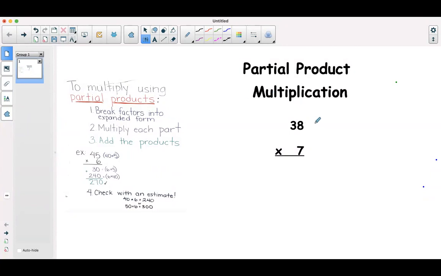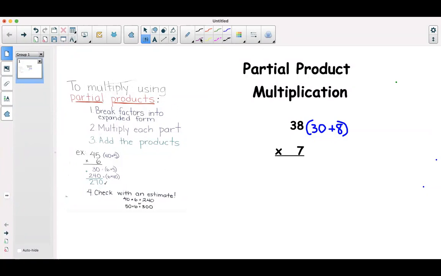Now in this case, we only have one factor that we need to break into expanded form, which is our 2-digit factor. So in order to break 38 into expanded form, I'm going to break it into its parts. So I'm going to break 38 into 30 plus 8. We're actually using the distributive property here as we use our partial products method, which you'll see in a moment.